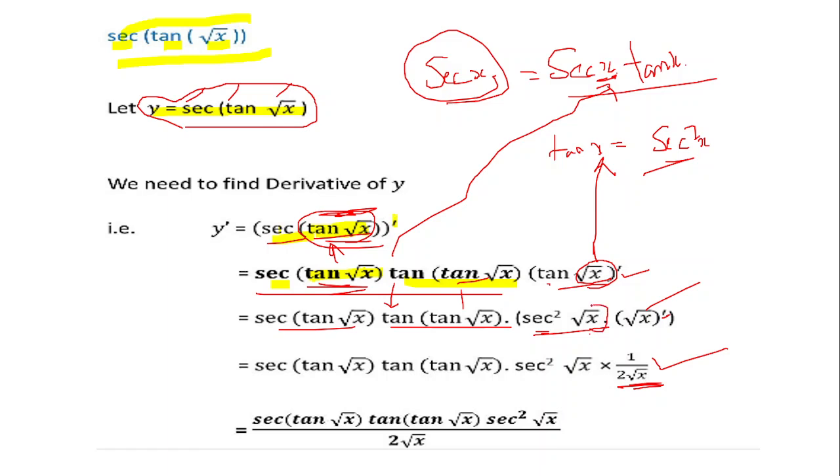Once again I need to differentiate the root x. So root x differentiation is 1 by 2 root x. Here you can see, I have never changed anything. I am finalizing the answer now. Secant of tan root x into tan of tan root x into secant square root x, whole divided by 2 root x. This is a way to solve.